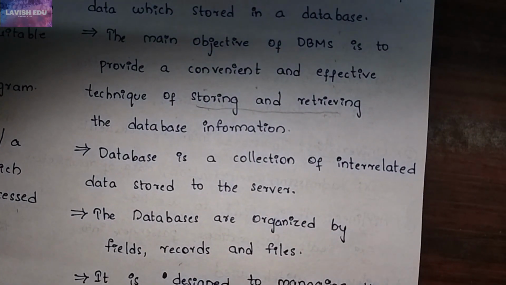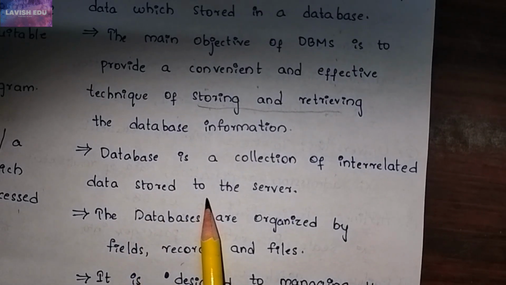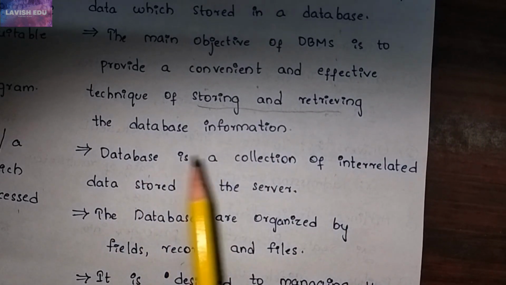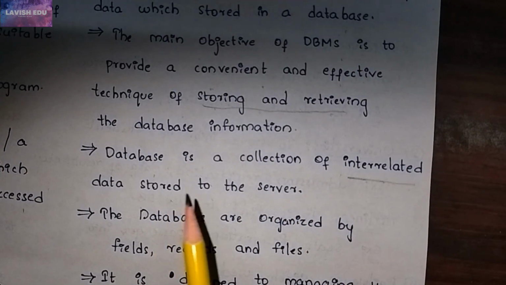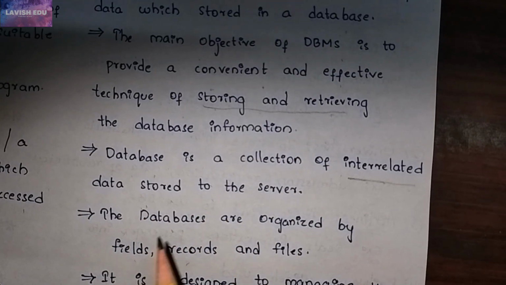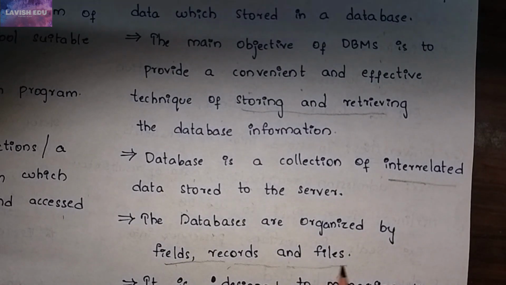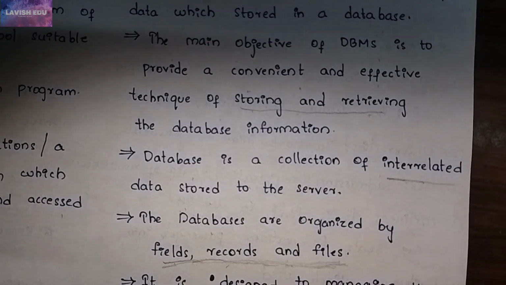Then the point is, the database is a collection of interrelated data stored on the server. As we have discussed before, a database is interrelated data, that is, the data which relates to each other will be stored in the form of a database. And these databases are organized by files, records and fields. This point will make you understand a little bit. We'll go through this point in the further classes.